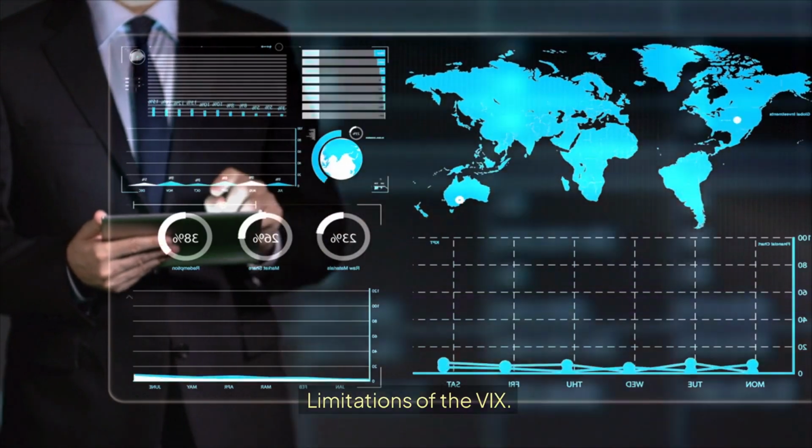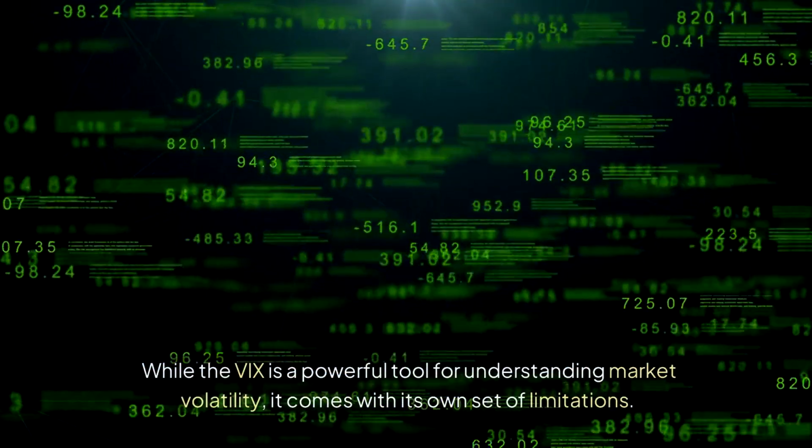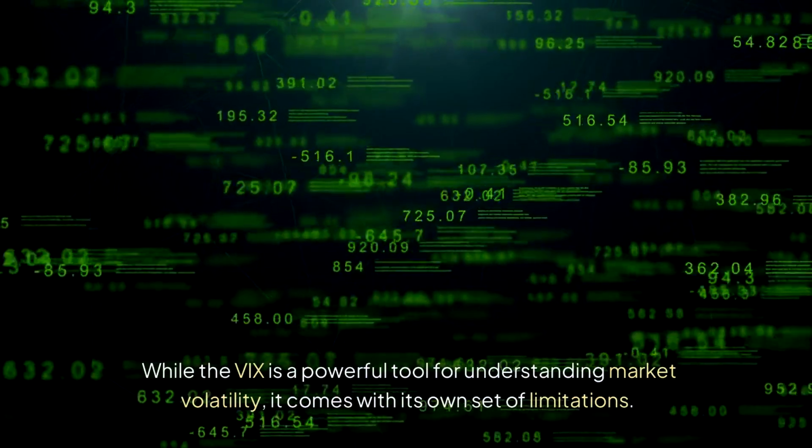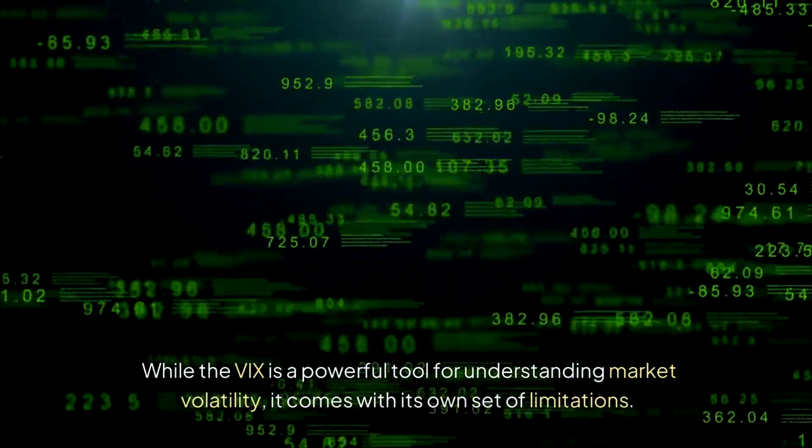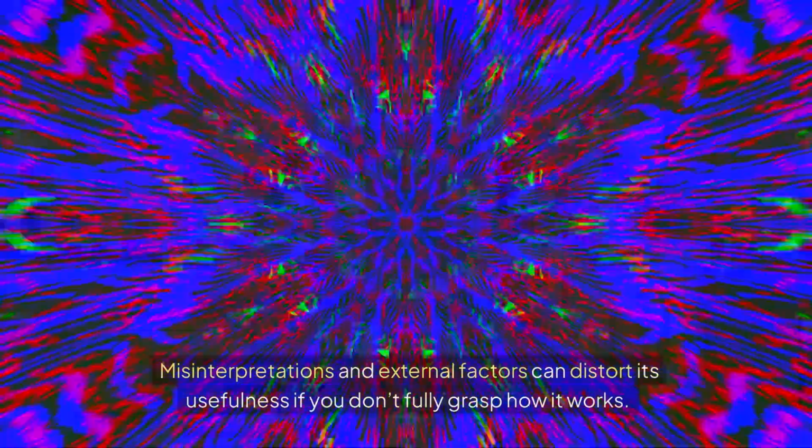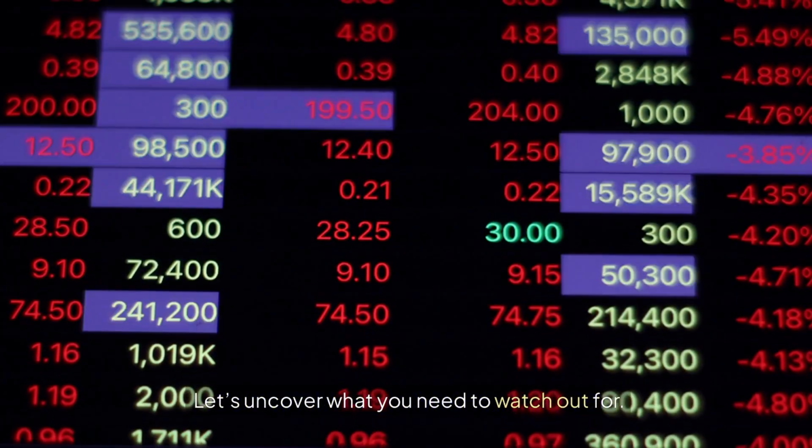Limitations of the VIX. While the VIX is a powerful tool for understanding market volatility, it comes with its own set of limitations. Misinterpretations and external factors can distort its usefulness if you don't fully grasp how it works. Let's uncover what you need to watch out for.